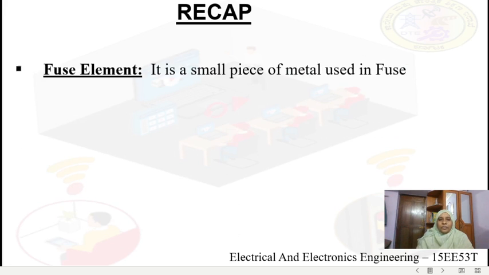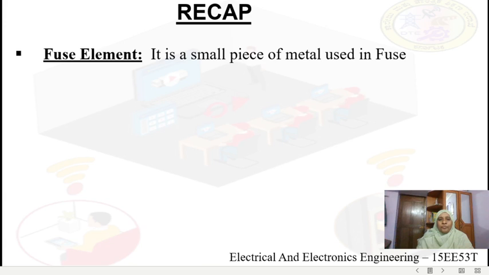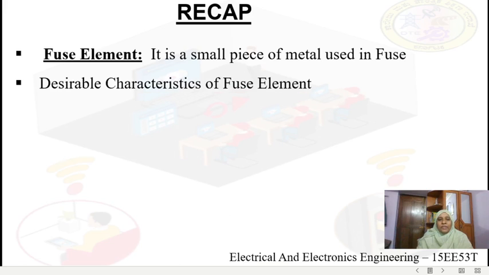Now let us try to recapitulate more about fuse element. So what is a fuse element? Fuse element is one of the most important parts of a fuse. It is nothing but a small piece of metal. So once we say this, can we use all the metals as fuse element? No, it's not possible to use all the metals as fuse element because they should have certain desirable characteristics. Let us try to see what are those desirable characteristics.